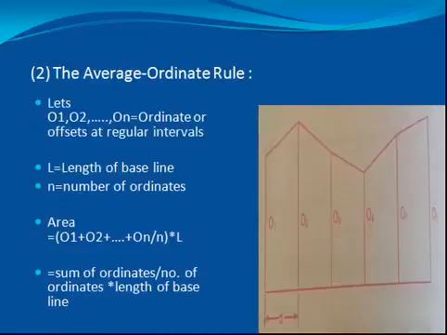Now the average ordinate rule. In this method, the length of the average ordinate is determined and is used to determine the area of the entire tract. Let O1, O2, O3, O4, O5 and so on be the offsets along the chain line of total length L. The total area can be calculated by O1 plus O2 plus O3 and so on divided by n, multiplied by the total length.